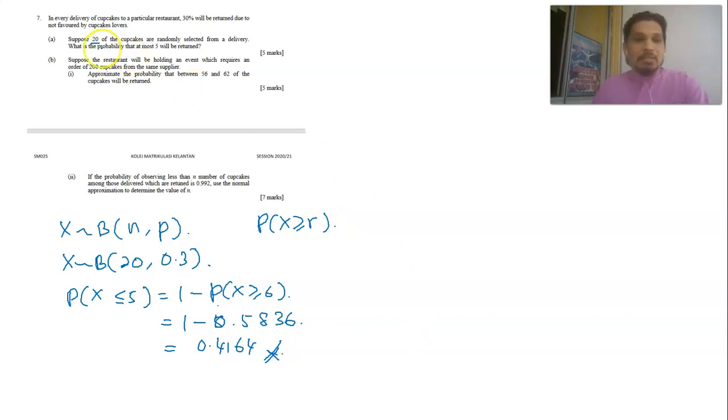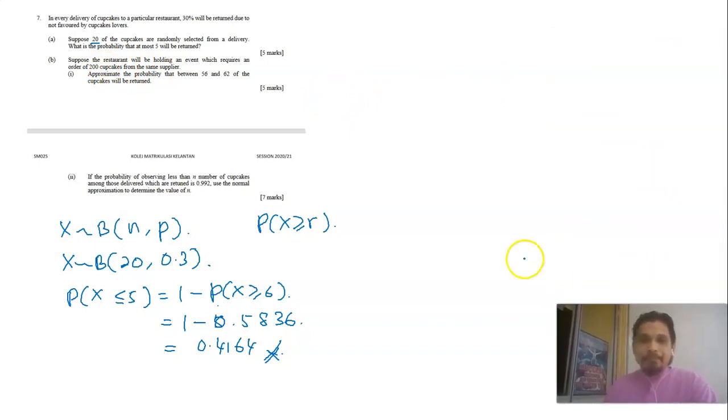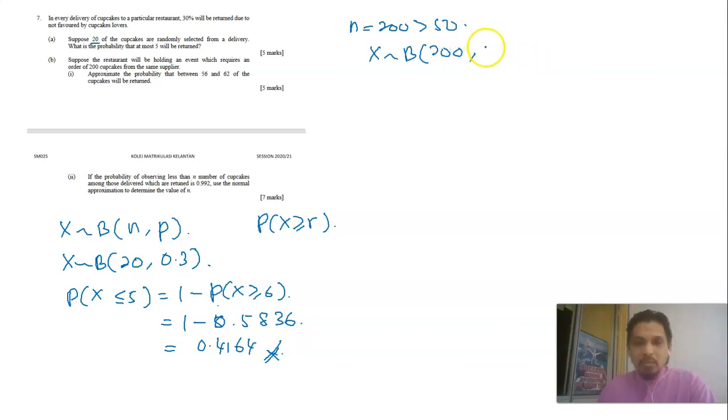Okay. And then suppose the restaurant will be holding an event which requires an order of 200 cupcakes. So when the number of trials is greater than 50, the number of trials here is 200, which is greater than 50. Okay, so we approximate the probability that between 56 and 62 of the cupcakes will be returned.